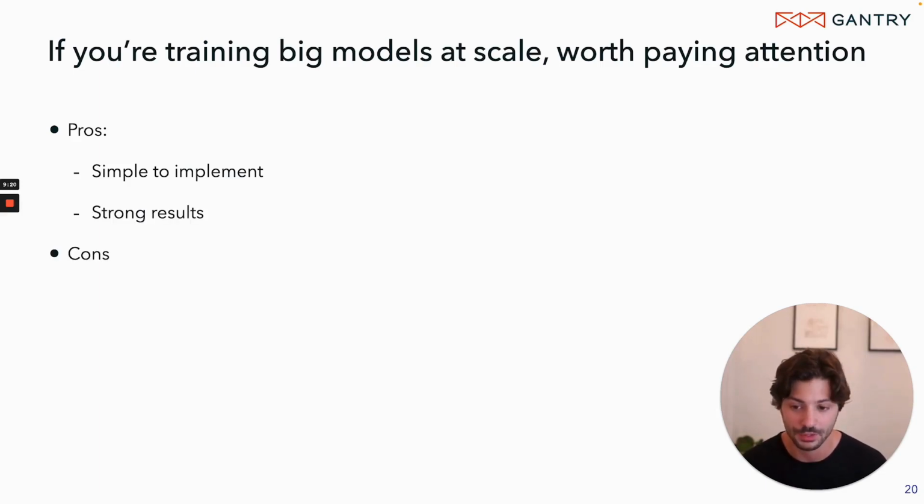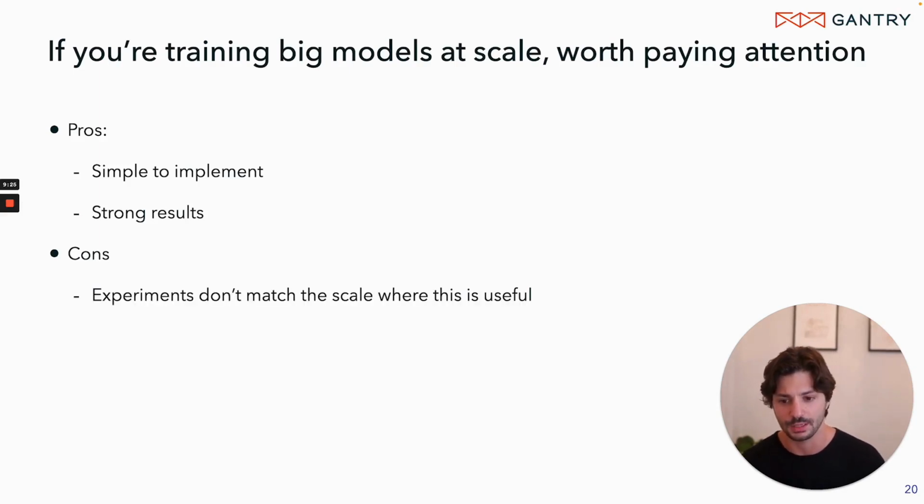Now, it's worth noting that there are a few parts about this paper that maybe make it less applicable. The first that's worth noting is that the experiments that they run don't actually match the scale that they are talking about where this is going to be useful. The million images in the marquee data set that they studied are much, much smaller than web scale experiments that companies are actually running these days. It's worth asking whether these will actually scale up to a scale where this is really useful.